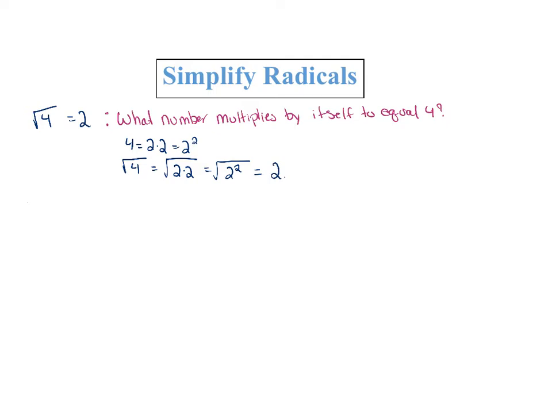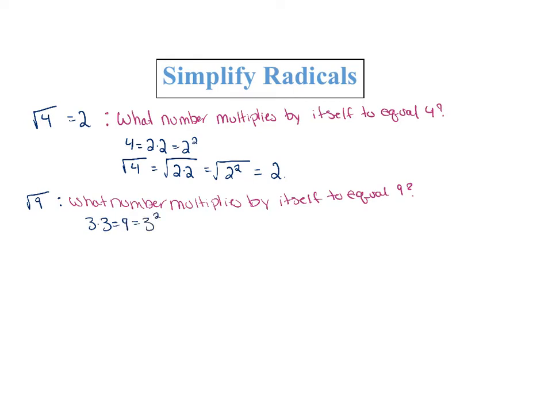Another example is the square root of 9. So we ask ourselves again, what number multiplies by itself to equal 9? 3 times 3 is equal to 9, which is the same as 3 squared. So we have the square root of 9 is equal to the square root of 3 times 3, which is equal to the square root of 3 squared, which is equal to 3.